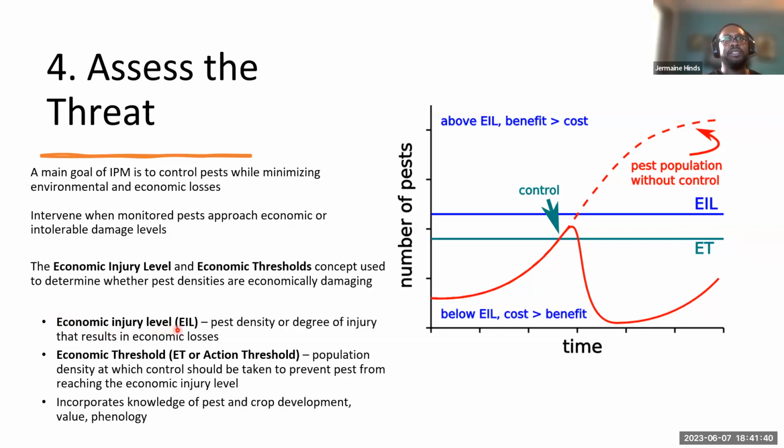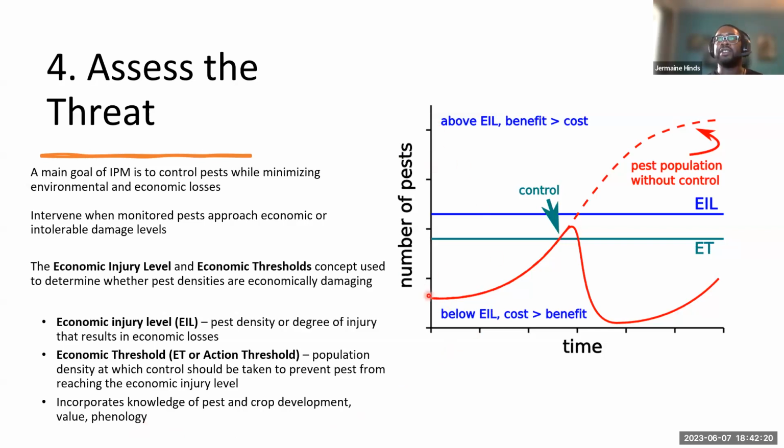And so the economic injury level is the pest density. So it's a number of pests per area, so number of aphids on a leaf or something like that. So the pest density or degree of injury that results in economic loss. So let me finish defining the terms and I'll walk through the chart. The economic threshold is the population density at which you should put in a control to prevent the pest from reaching that damaging level. And so these thresholds incorporate knowledge of the pest, crop development, the crop's value, and the timing of the crop and the pest.